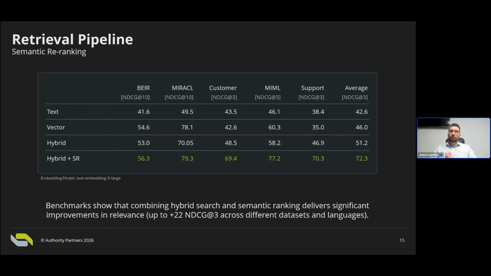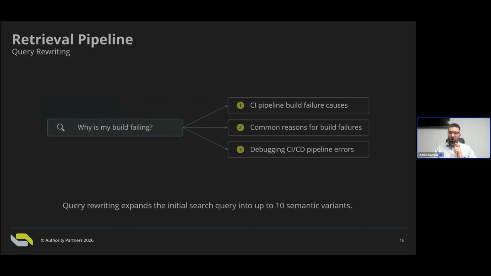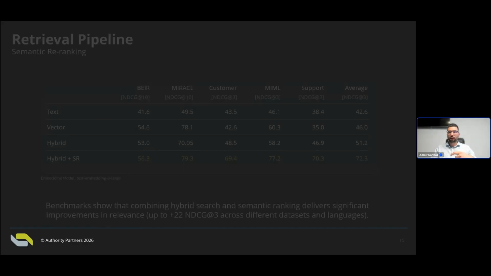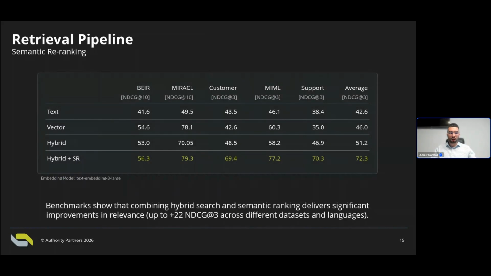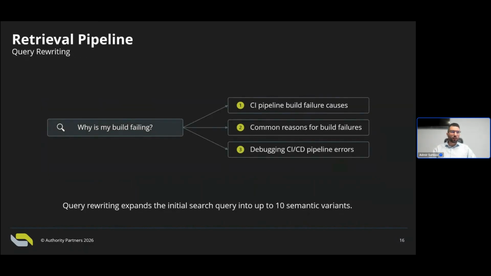Okay, so one thing that I forgot to mention, sorry, is that semantic re-ranking is not free, unfortunately. It's not bundled with the general Azure AI Search pricing, but it's optional. So if you need it, you will need to pay for it. Right? The next retrieval technique that we're going to talk about is called query rewriting.